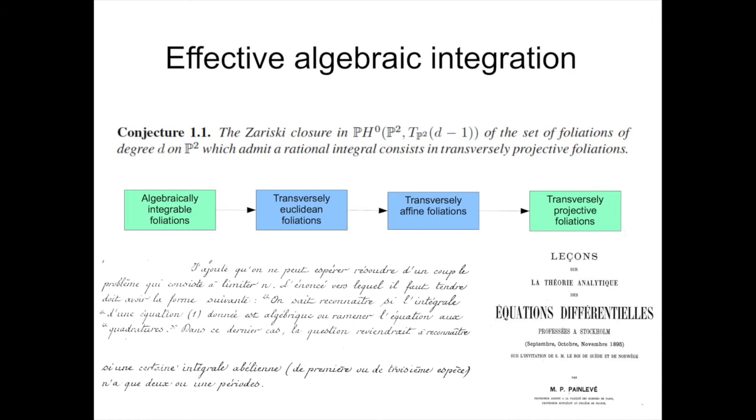It's contained in the set of transversely projective foliations, which I don't know is closed or not. I believe it's closed also, but this is some kind of weaker statement. One thing that you could ask is, can't we hope that the Zariski closure is transversally affine or transversally Euclidean? No, there are examples.